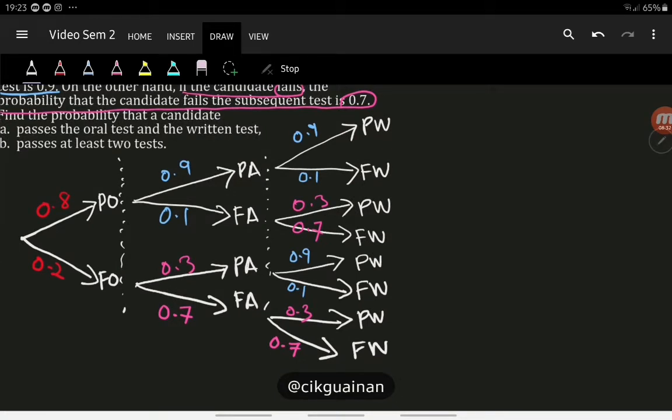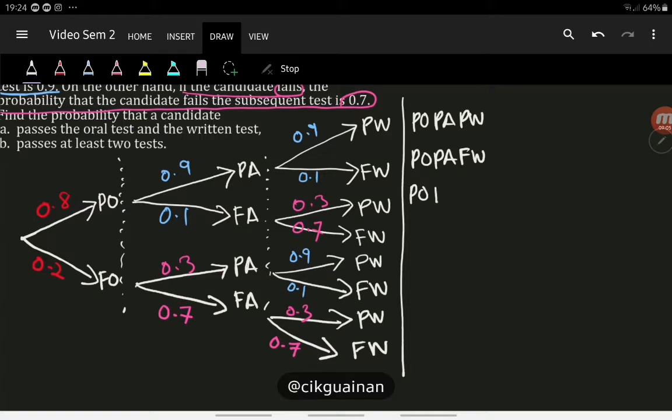Okay, so let's find the first one. A, pass oral test and written test. Pass oral test and written test. Or maybe I list all the possibilities over here at least. Okay. Now this one is pass oral, pass aptitude, pass written. This one, pass oral, pass aptitude, fail written.